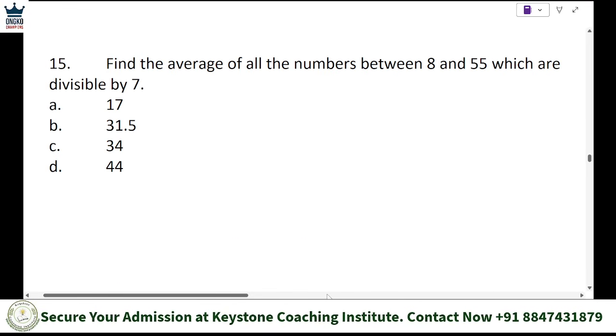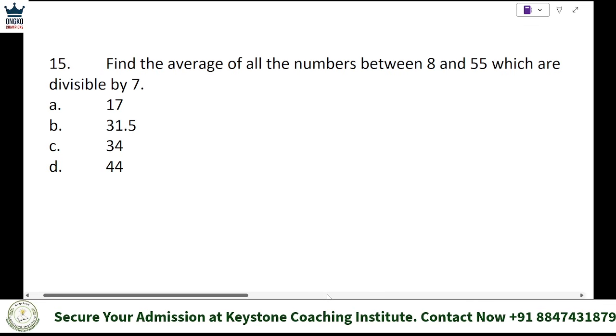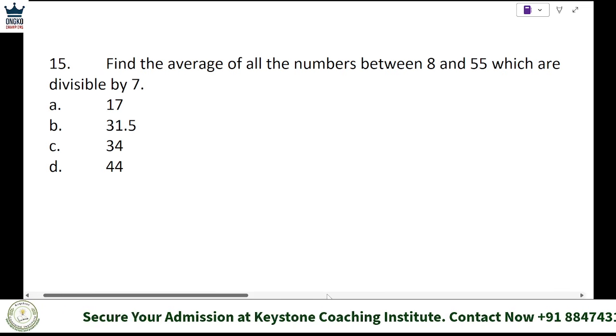Next one is from number system, right? Oh no, this is from average. Find the average of all the numbers between 8 and 55 which are divisible by 7.